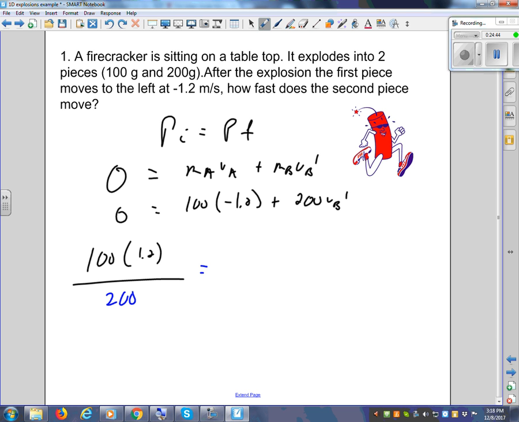In fact, I probably should have left it on the right-hand side and moved the VB, I guess. But does it matter? No. This one I'm going to have to actually do on my calculator. Oh, no, I'm not. 0.6? Yeah, 0.6. And that should be positive, right? Yep.